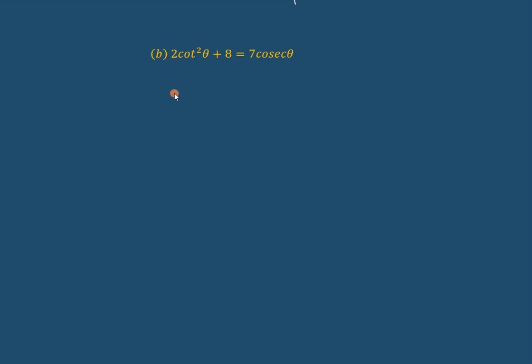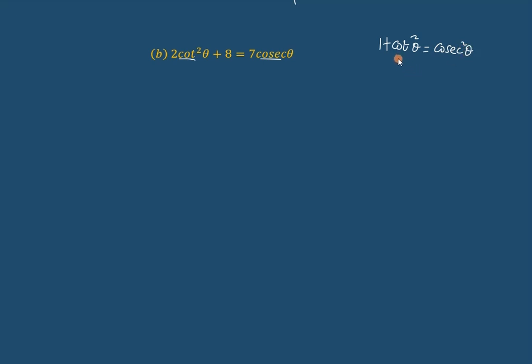This one is another example. Actually, I'm having only these two examples, but you can get this method. You can see how I'm handling it, and you can be able to solve very many other problems. Here, when you look at this, we have cot and cosec. The relationship between cot and cosec is that 1 plus cot squared is equal to cosec squared.